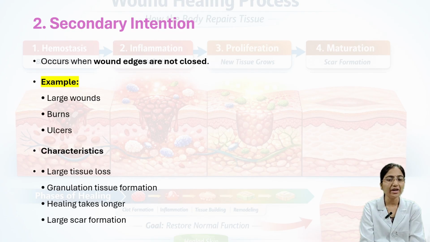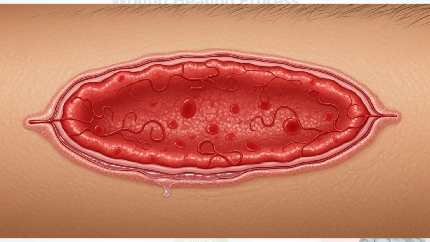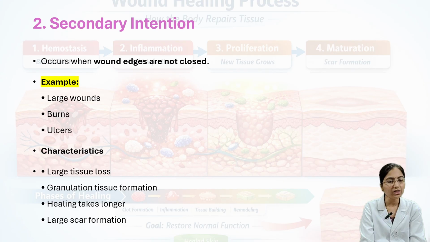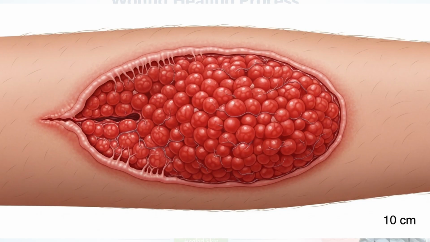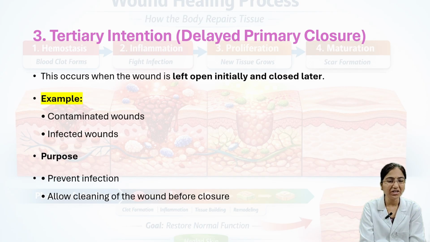Next, we'll see the secondary intention. That is, this occurs when wound edges are not closed. For example, you can take large tissue loss, granulation tissue formation, and then healing takes longer, and then large scar formation we can see here in the secondary intention.